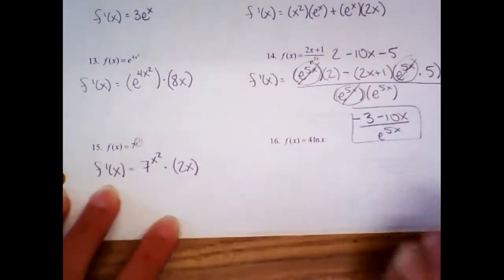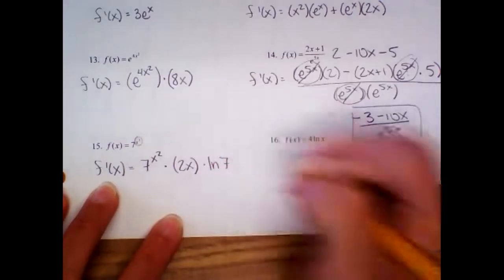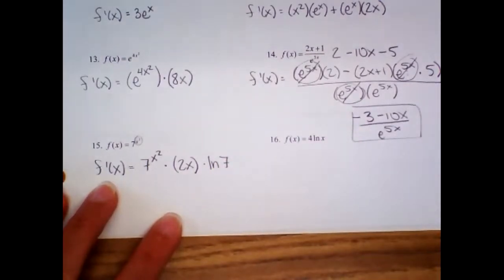(2x), good. And then you just have to multiply on an ln of 7. So it's not hard, but it's just one more thing to write down.